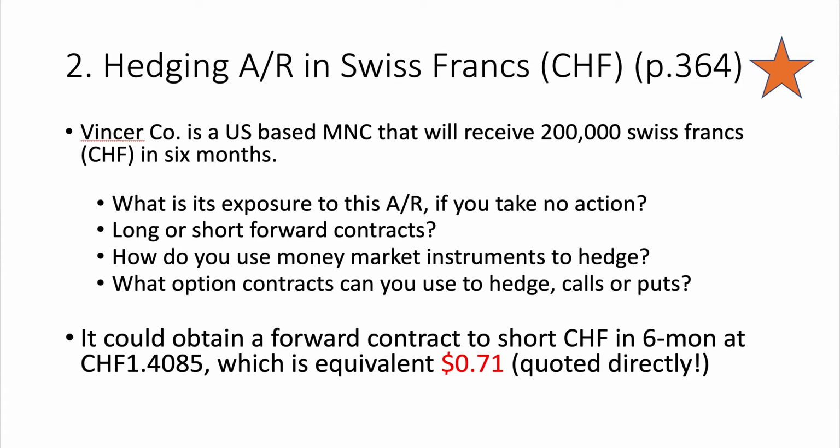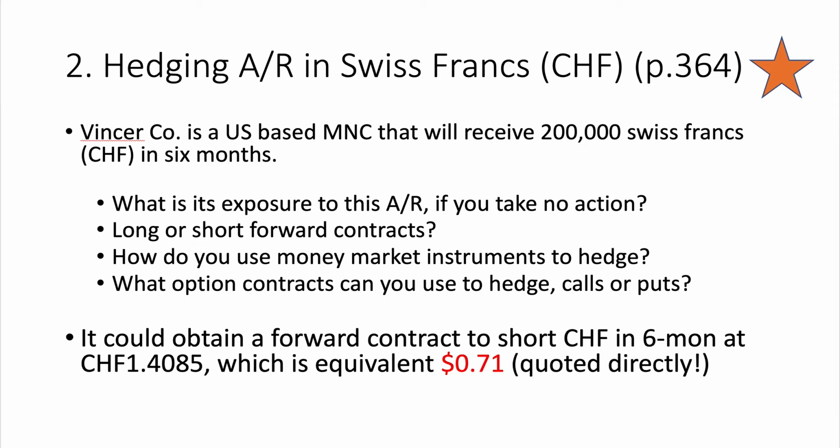Vincer Corporation is a US-based multinational firm that will receive 200,000 Swiss franc in 6 months. So they anticipate their customer will pay them 200,000 Swiss franc. But as an American firm, let's assume they want this in US dollars. In other words, they are going to receive a foreign currency, and they will sell it to get US dollars.